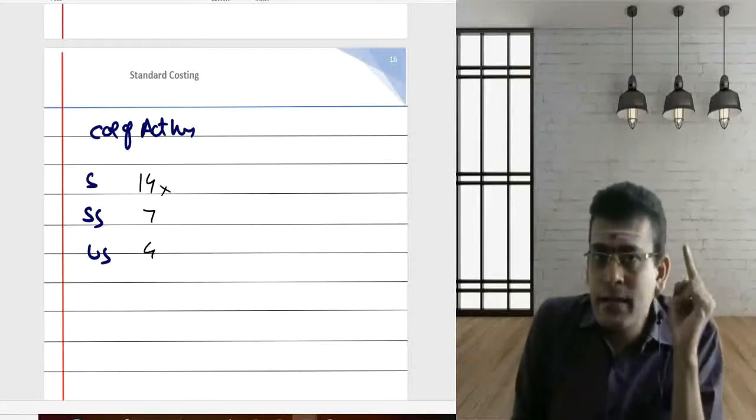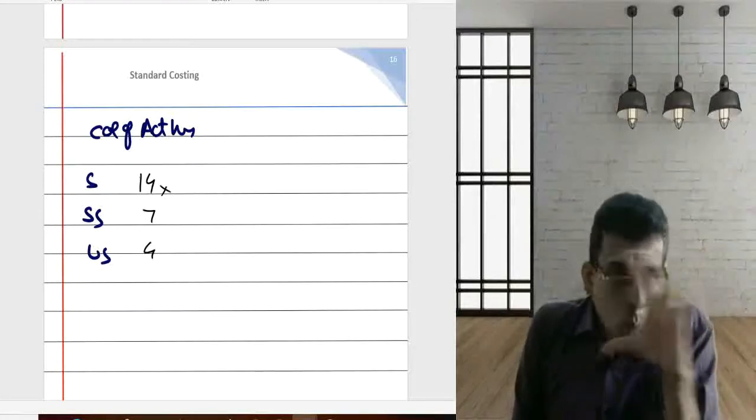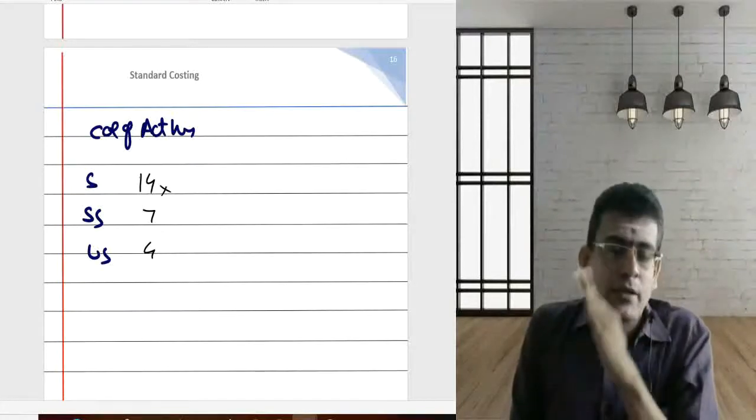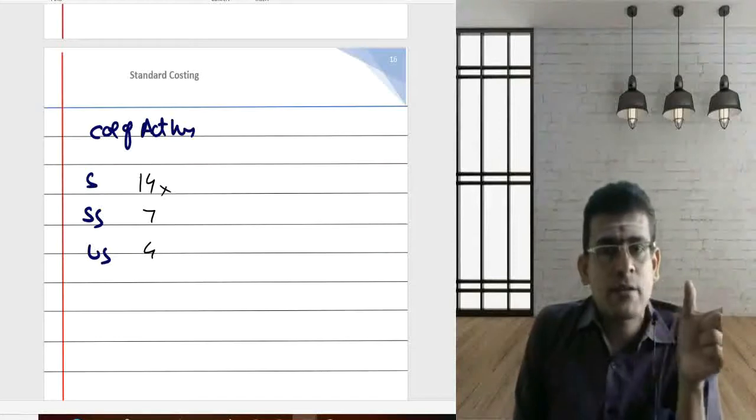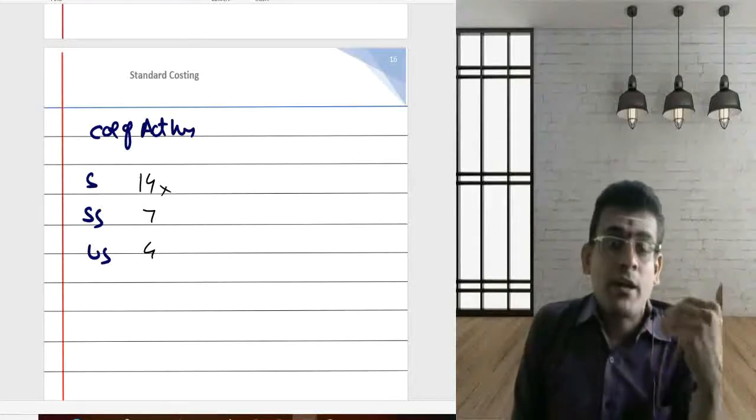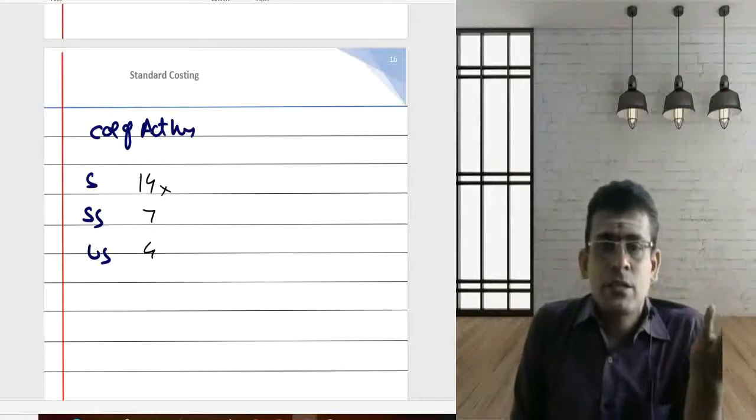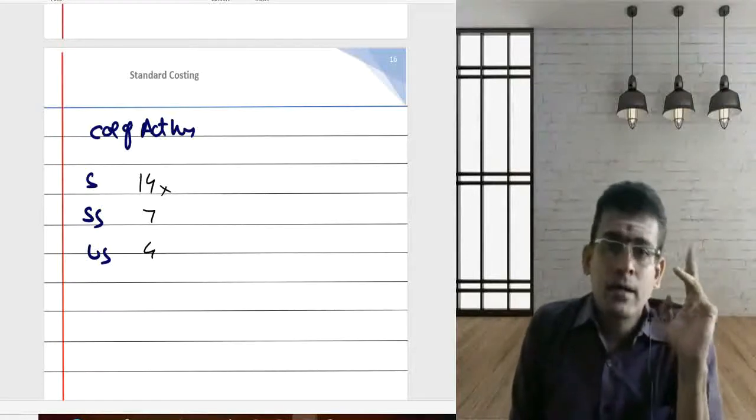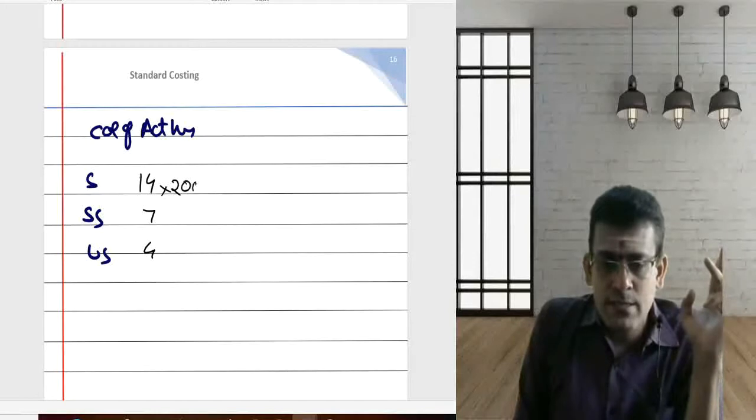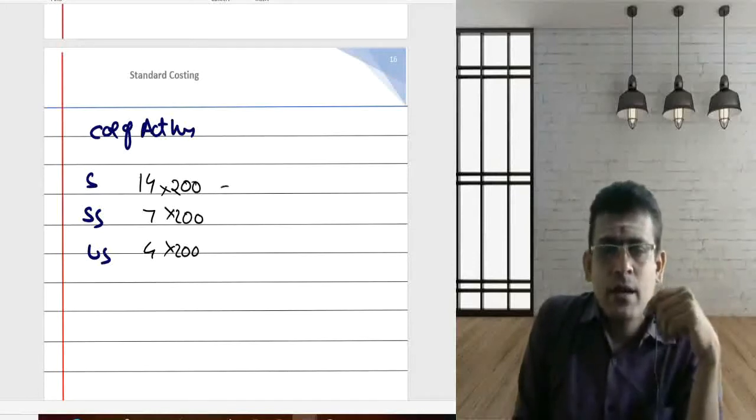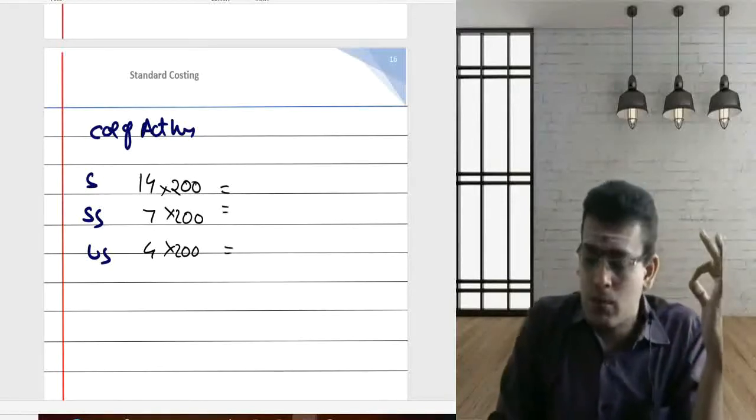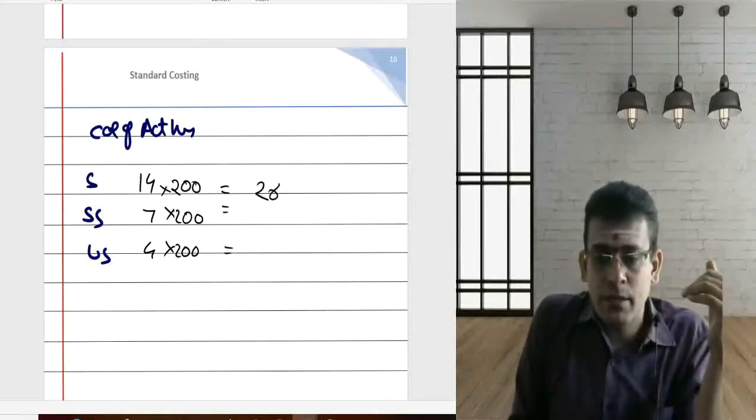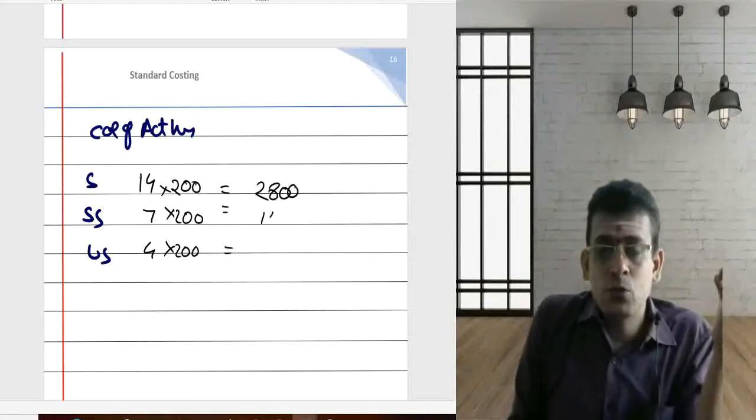When I calculate the rate variance, I should always calculate the total, not the hours worked. If you calculate your efficiency variance, then I will be considering 200, 180. But for paying the wages, even though you are sitting idle, the company has to pay you. So I have to consider this as 200, 200, 200. That will give me my total actual hours. So 200 into 14 gives you 2,800. 200 into 7 gives you 1,400. 200 into 4 gives you 800.